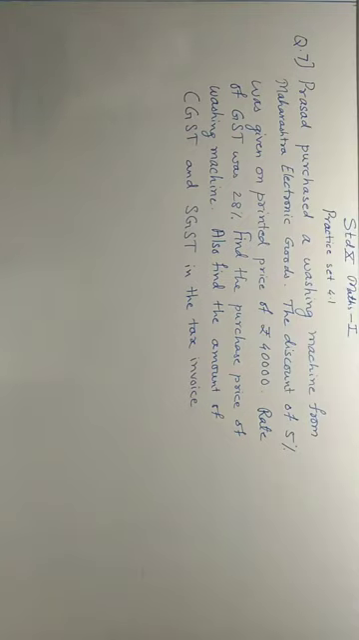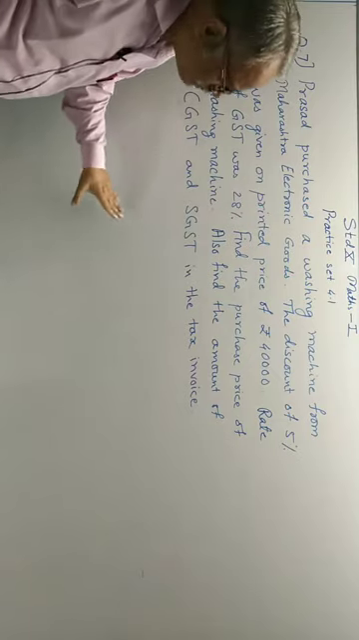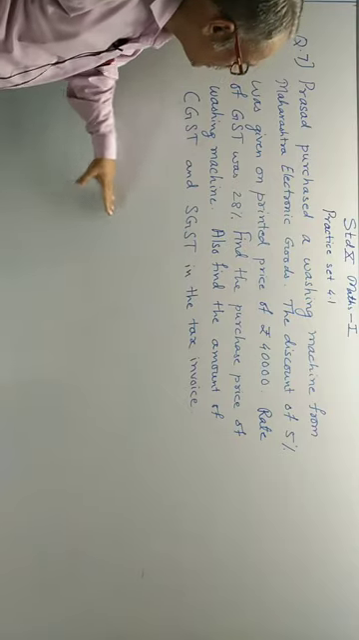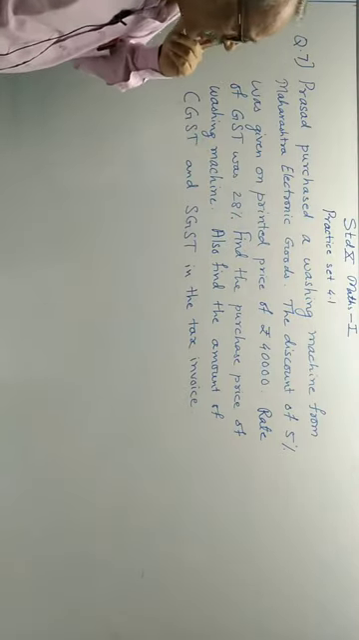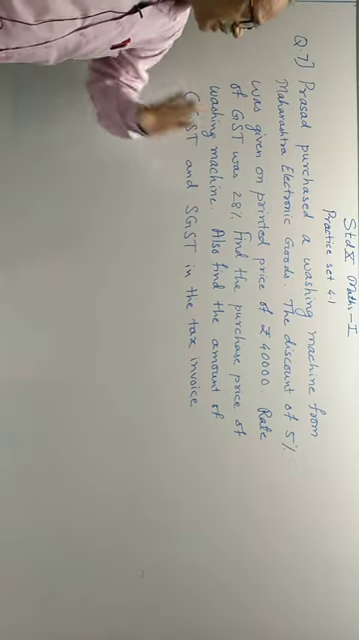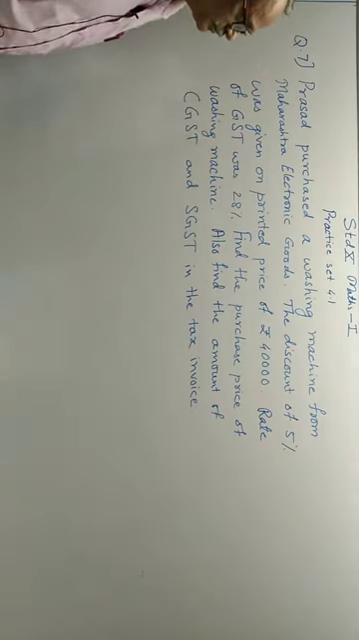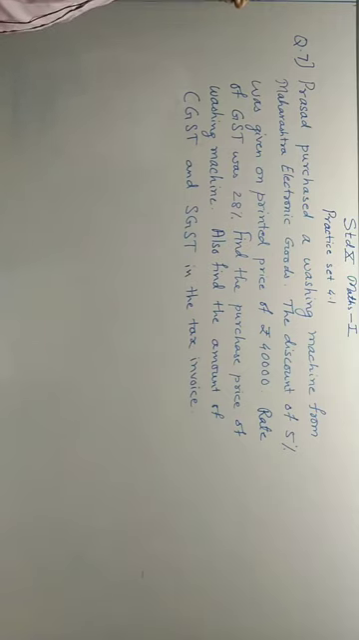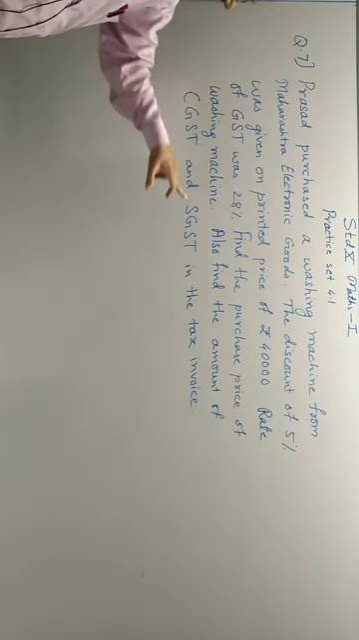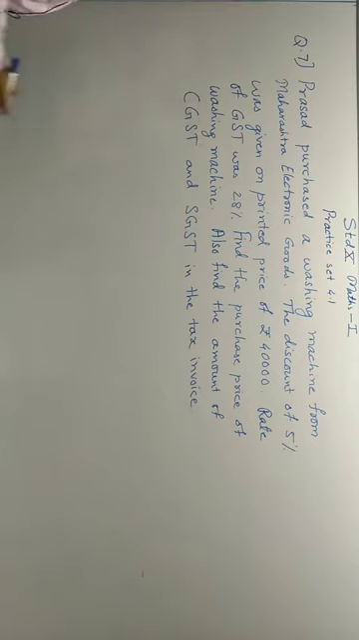Now the seventh question from 4.1. Prasad purchased a washing machine from Maharashtra Electronic Goods, the name of the shop. A discount of 5% was given on the printed price. Whatever the printed price is, first the discount is subtracted, and then on the remaining amount GST is calculated. GST is 28%. Find the purchase price of the washing machine. Also find CGST and SGST in the tax invoice.